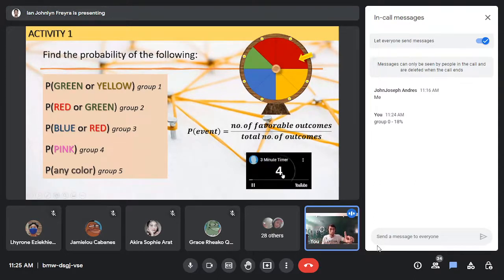Isa lang sagutan na group 1, green or yellow. Group 2, red or green. Group 3, blue or red. Pink, any color. For 4 and 5.